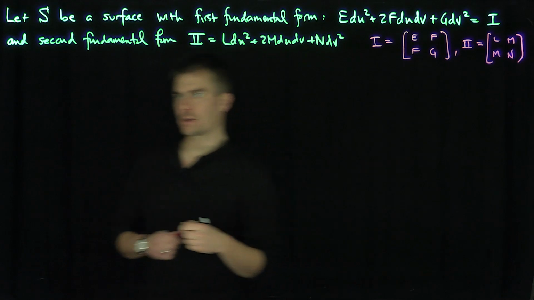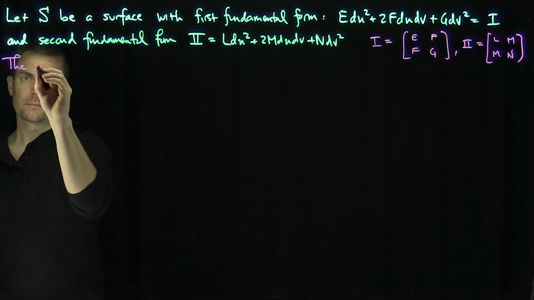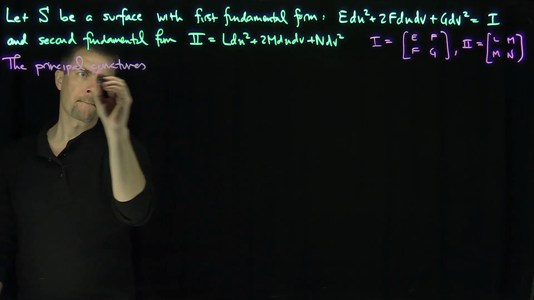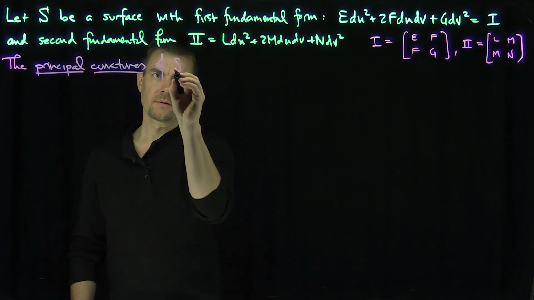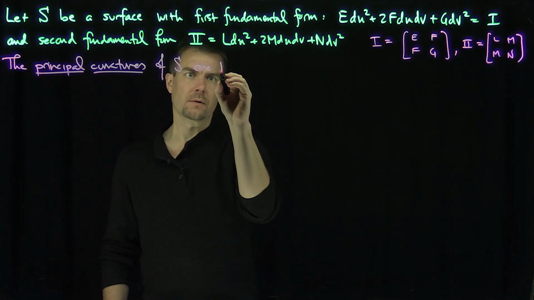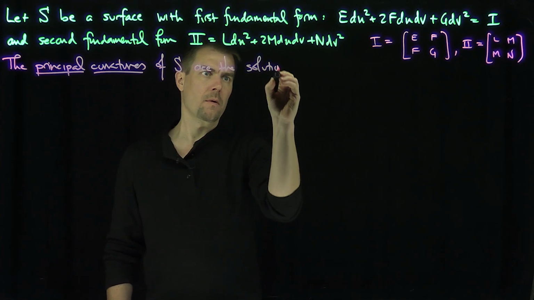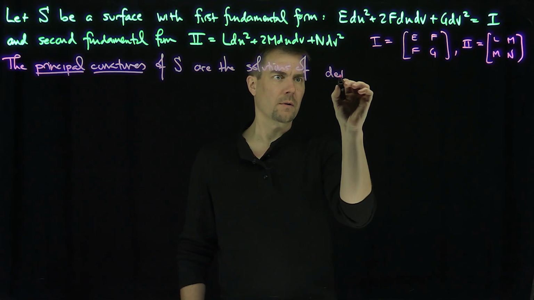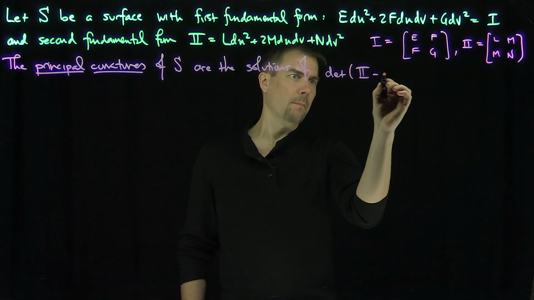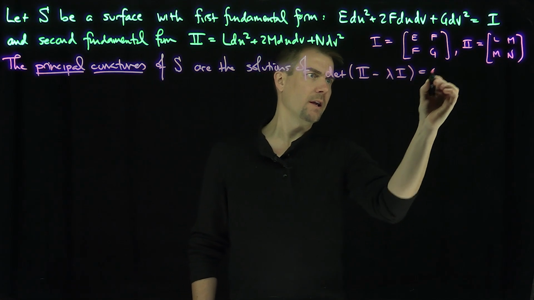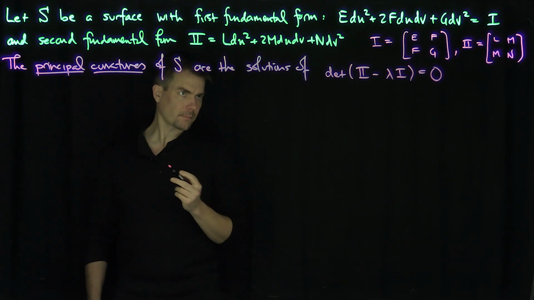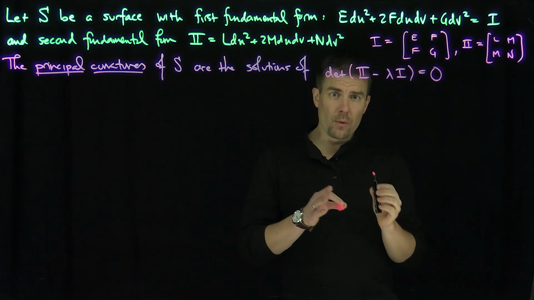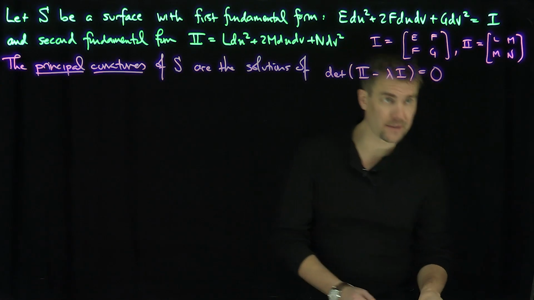We define the principal curvatures of S to be the solutions of this equation: determinant of 2 minus lambda times 1 is equal to 0. Okay? Excellent. And so what we're really doing here is asking the question, when is 2 proportional to 1?